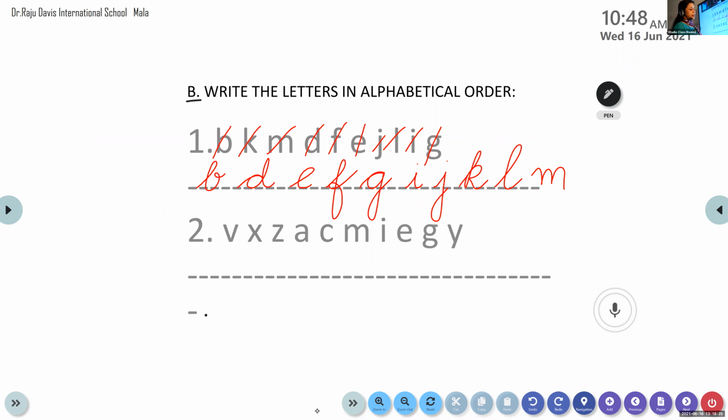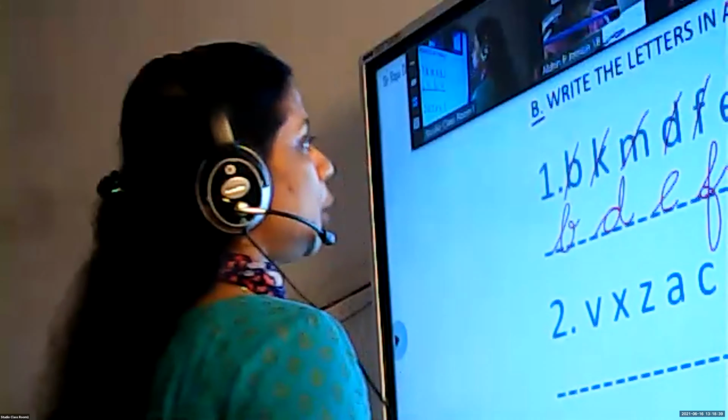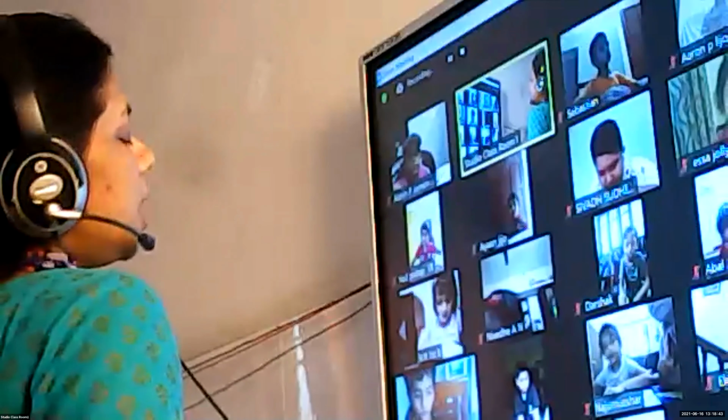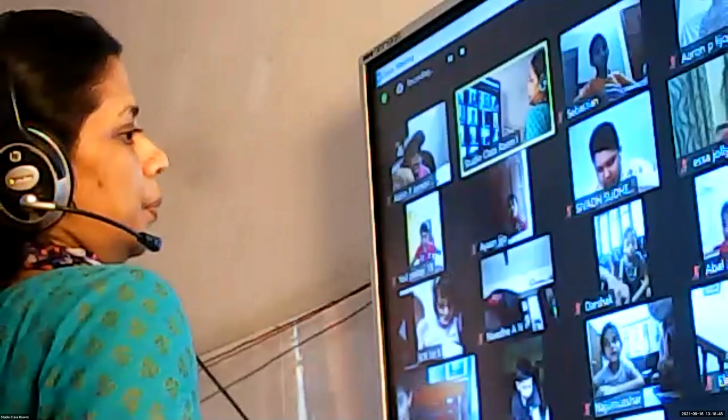Okay, so the only thing is, all the letters are not there. Don't be confused if all the letters are not there. With the letters that are given, we will arrange them in the alphabetical order. So I hope all of you have understood how to do this exercise. This exercise is very easy for you.